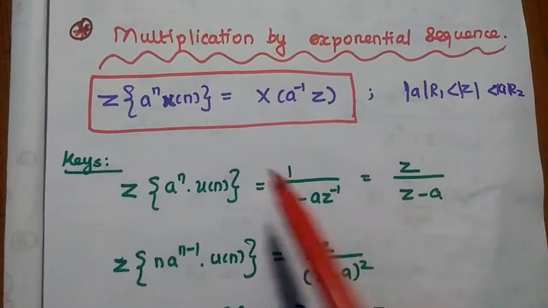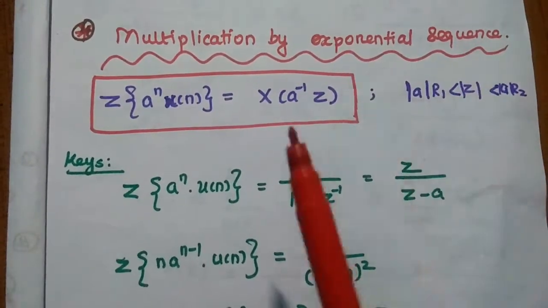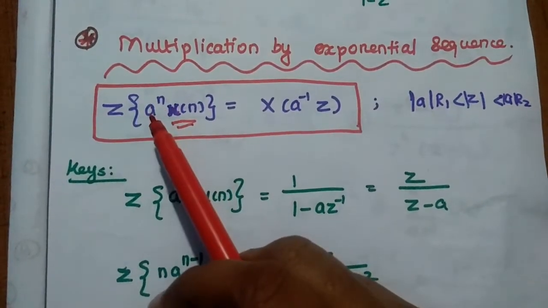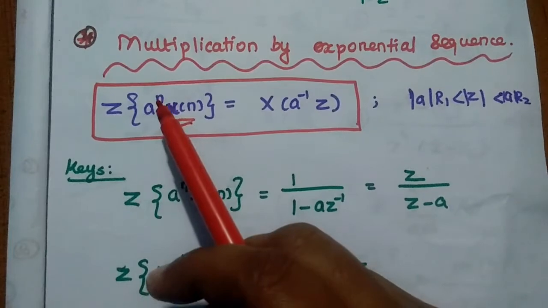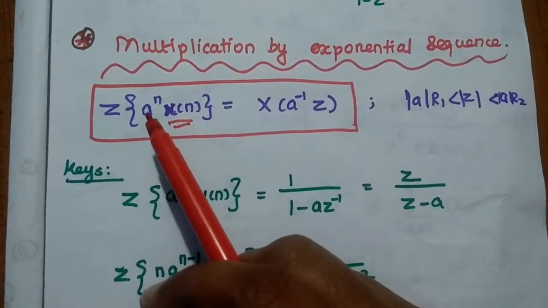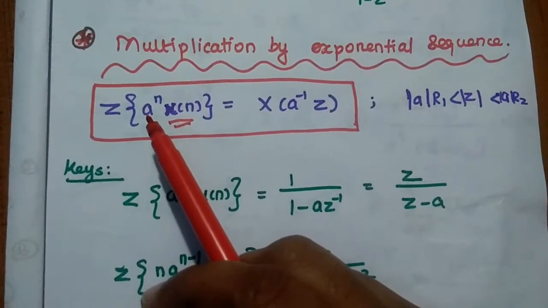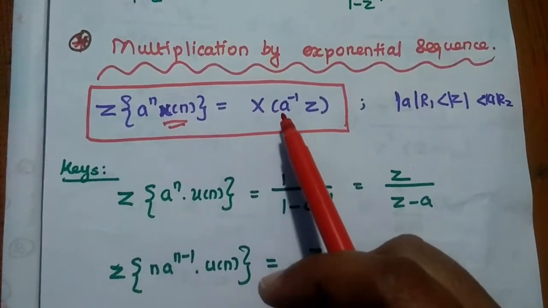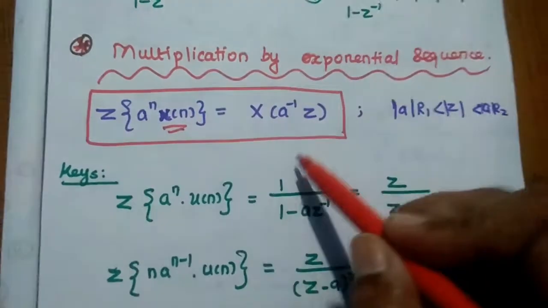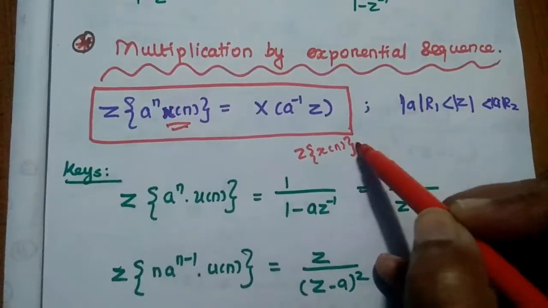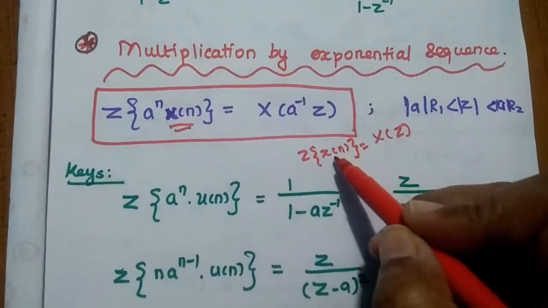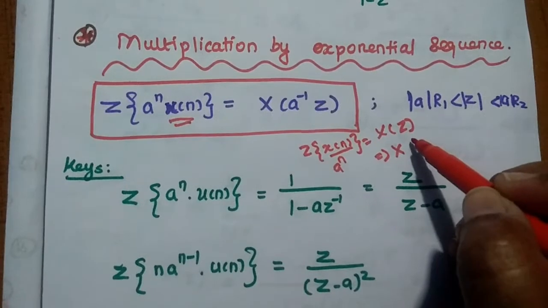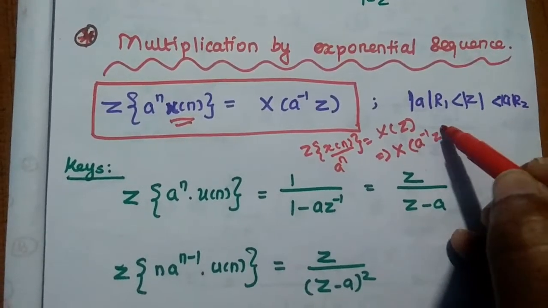So the next property is multiplication by an exponential sequence. So we are going to multiply the given sequence with some exponential sequence, that is a power n. a is any constant. Okay, remember a is any constant. So a power n x of n is equal to capital X of a inverse z. So generally we know that the Z transform of x of n is equal to what? X of z. If I multiply this x of n with a power n, I am going to get my frequency response as a inverse into z.